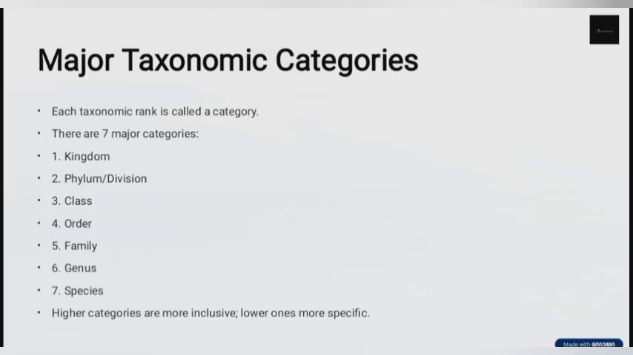Inclusive means that it gathers many things together. Exclusive means pertaining to just a few. Okay? So the first thing we have is Kingdom. Now, under kingdom, we are classifying organisms based on cell types, nutritional mode, and their body organization.